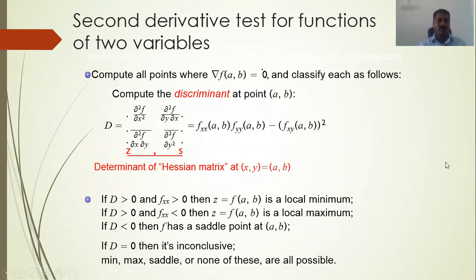Okay, let's do some problems on unconstrained optimization. So what's the algorithm? Compute the gradient of f, equate it to 0, get the critical points, and at every critical point, check whether it's a local maximum, a minimum, a saddle point, or none of these. That's the procedure.